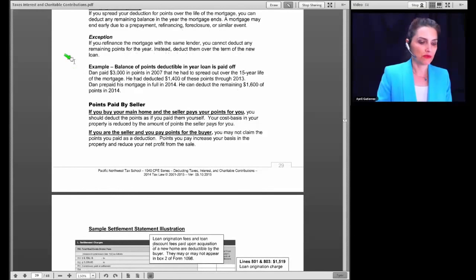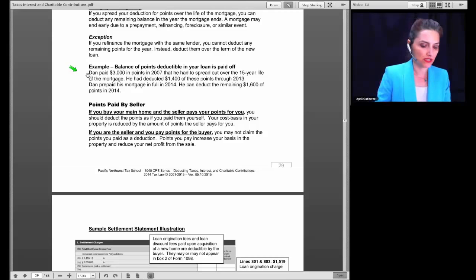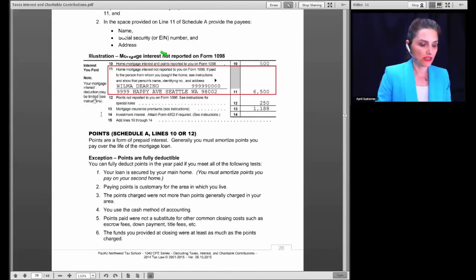And here is an example where the balance of points is deductible in the year it is paid off. Dan paid $3,000 in points in 2007 that he had to spread out over the 15-year life of the mortgage. He had deducted $1,400 of these points through 2013. Dan prepaid his mortgage in full in 2014, and that means he can deduct the remaining $1,600 of points in 2014. And when you go back up to Schedule A, you will see here that there is a line 12, points not reported to you on a Form 1098. But when you go up to line 10, it says home mortgage interest and points reported to you on a 1098.